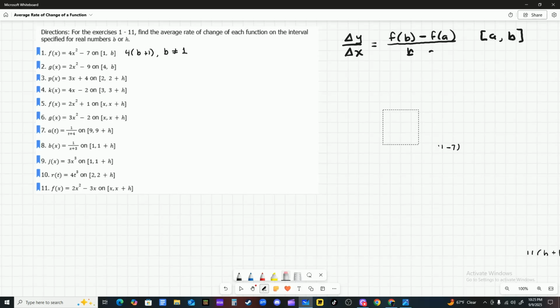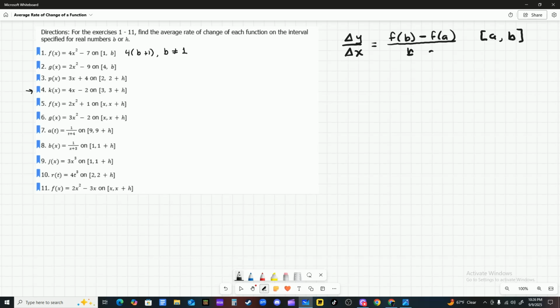I'm going to keep that formula there, and I'm going to try to get it all in here so that we don't have to move around. Let's do another harder one. Let's move down to, how about number 4? We're given k of x is equal to 4x minus 2 on the interval from 3 to 3 plus h. So let's start off.